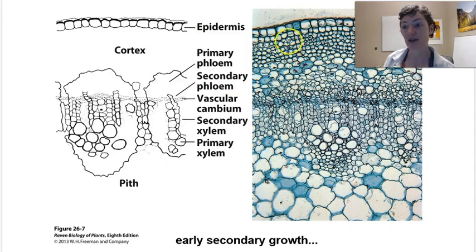So early secondary growth, we are forming the vascular cambium and the secondary vascular tissues. I will pause right here and we will look at the rest of this in the next video.